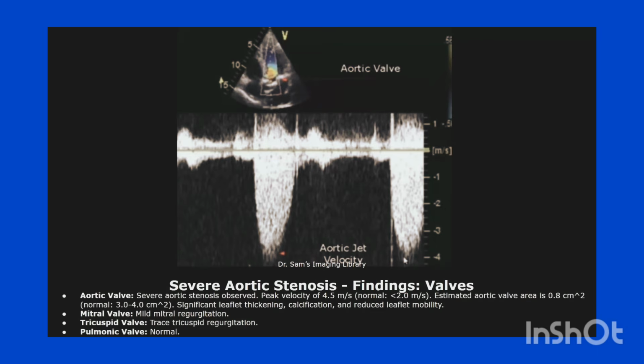The aortic valve shows severe aortic stenosis. Peak velocity is 4.5 meters per second. Estimated aortic valve area is 0.8 centimeters square. Significant leaflet thickening, calcification, and reduced leaflet mobility. Mitral valve, mild mitral regurgitation. The pulmonic valve is normal.